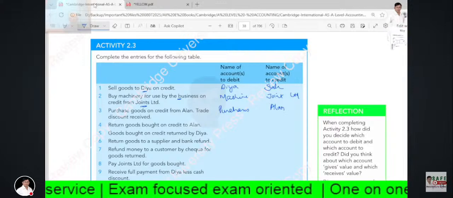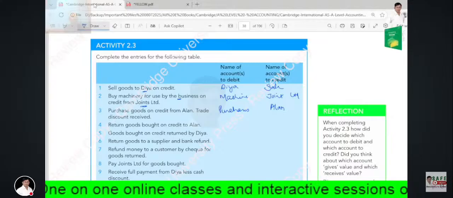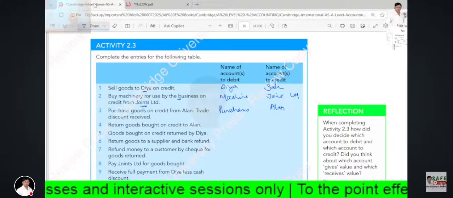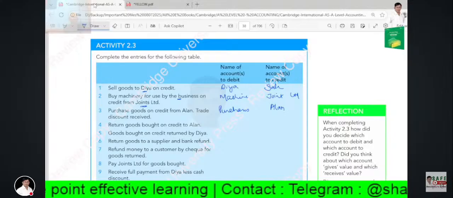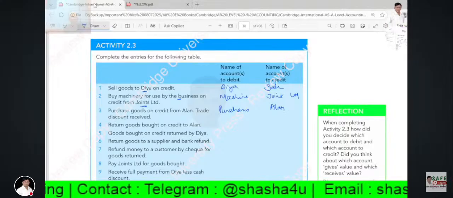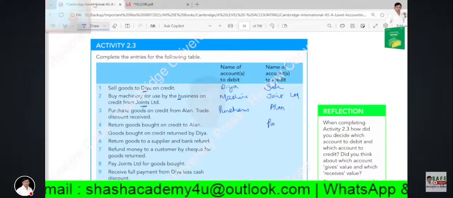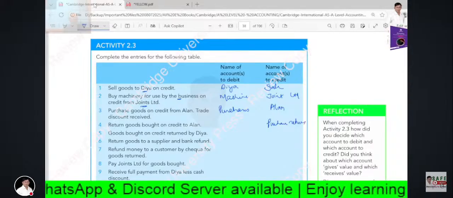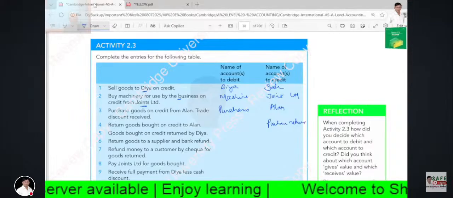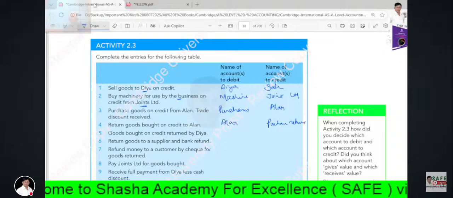Return goods bought on credit to Allen. Whatever goods we had purchased, we are returning back. These are called purchase returns. Purchase returns are exactly the reverse of purchases. When we return the goods, Allen will receive, so debit the account that receives: Allen.